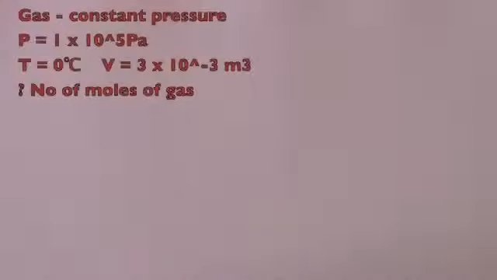Question 9. We have a fixed mass of gas at a low temperature which is in a container where the volume can change but the pressure will remain constant. The pressure is 1 times 10 to the 5th Pascal, and the temperature is 0 degrees Celsius, and the volume is 3 times 10 to the minus 3 meter cubed. The first question we're asked is, what is the number of moles of gas?